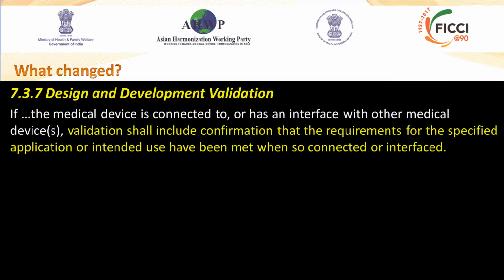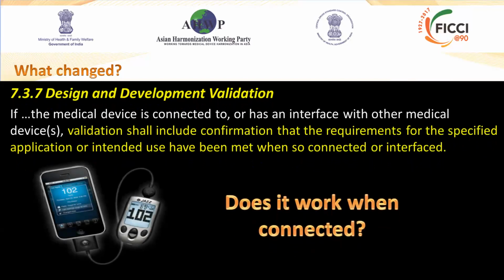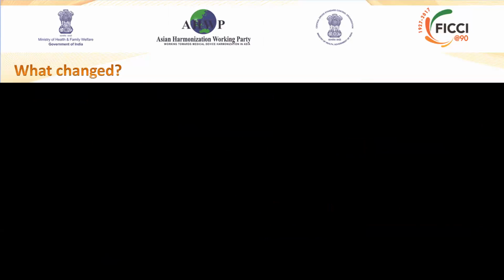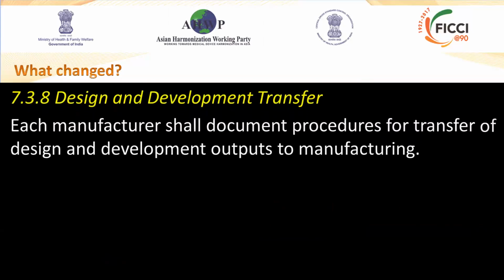Another part of the design and development validation is to make sure that when you're doing the validation, if the device is supposed to be connected to something else, perhaps an iPhone, that the device truly does work when it's connected, and that the information being provided by the device appears on the device it's connected to and remains accurate. So whatever it is that your device is going to connect to, just make sure that it works and is validated with it connected.